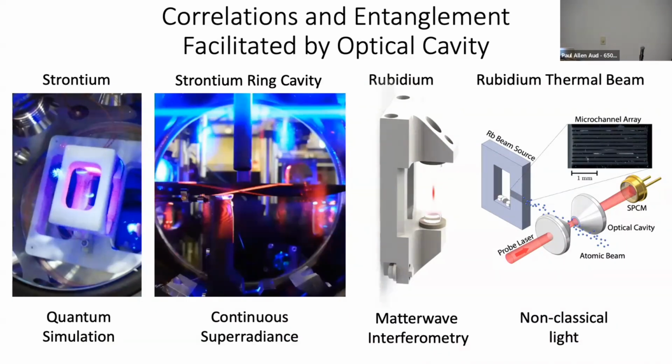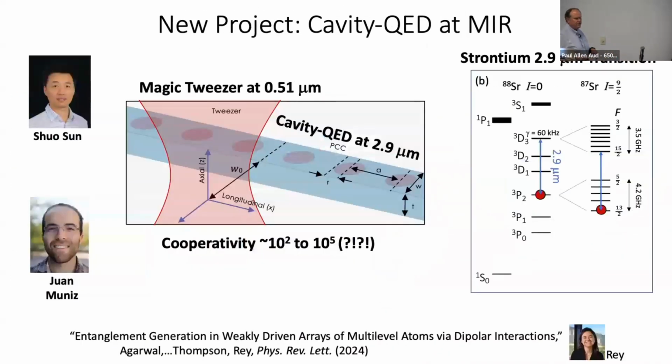Before I do, we're in the process of spawning experiment number 5 in cavity QED. Here's just the highlights. This is in collaboration with my colleague, JILA fellow Shuo Sun. It was inspired by conversations with Juan Muniz when he was a postdoc in my group many years ago. The basic idea is to do cavity QED at 2.9 microns. What's magic is that there's going to be a magic tweezer that lets us trap the atoms without perturbing the cavity QED transition we want to use.